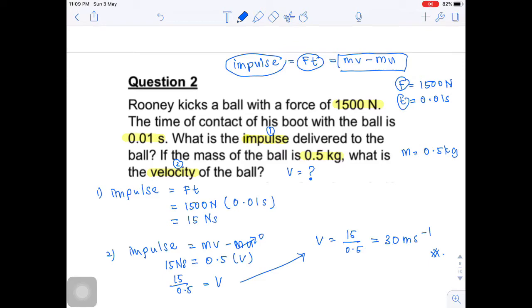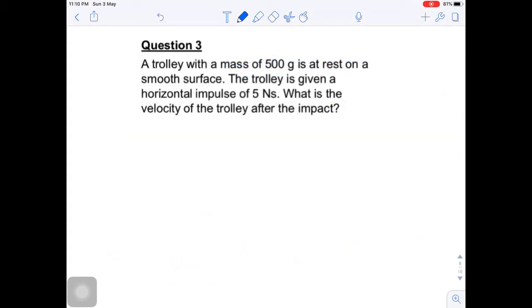We can use impulse equal to Ft, or we can use impulse equal to mv minus mu, or Ft equal to mv minus mu. Either way we can choose. Okay, that's all for question number 2. Let's move on to question number 3. So this is question number 3. Let's read the question first.